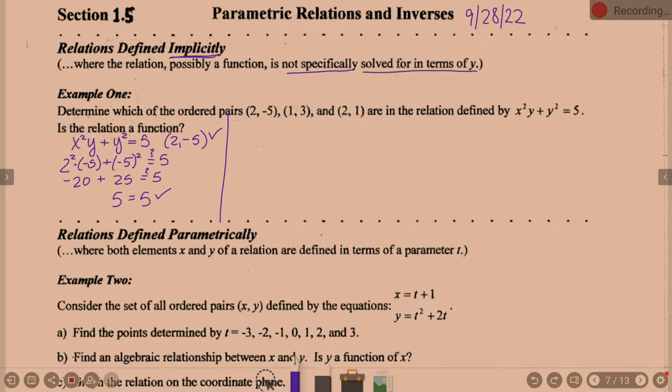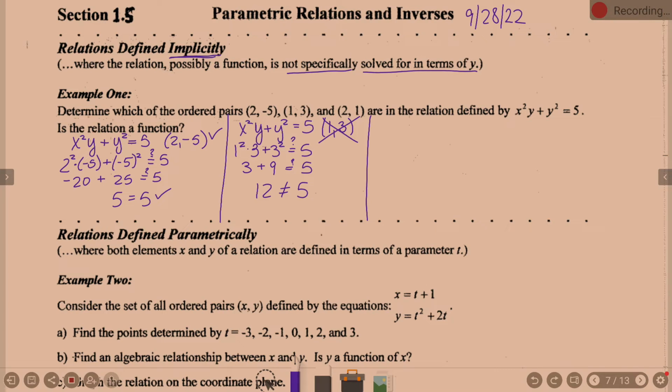Okay, next one: 1, 3. Again, we're using the equation x squared y plus y squared equals 5. This time plugging in 1, 3. 1 squared times 3 plus 3 squared. The question in the end will be, does it equal 5? 1 squared times 3 is 3, plus 3 squared, which is 9. What do we know about 3 plus 9? It does not equal 5. So is the ordered pair 1, 3 in the relation? No.